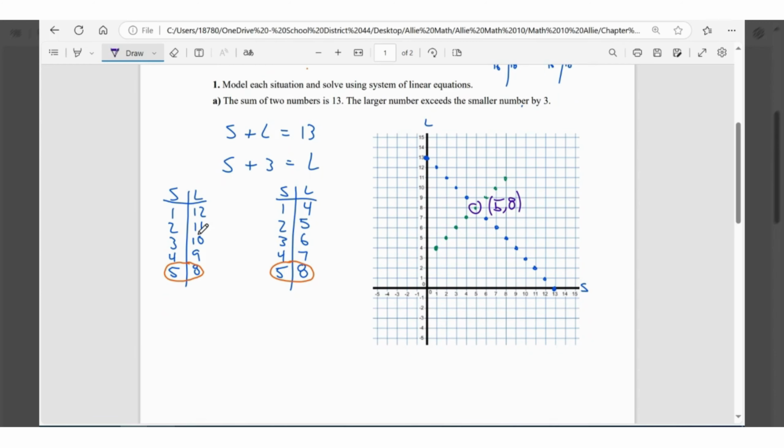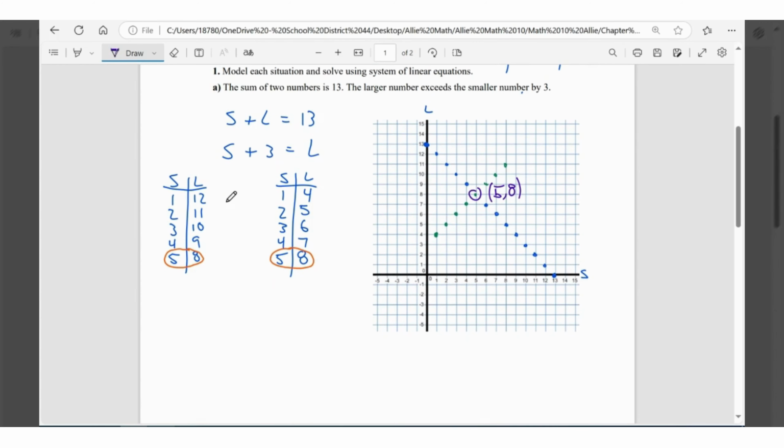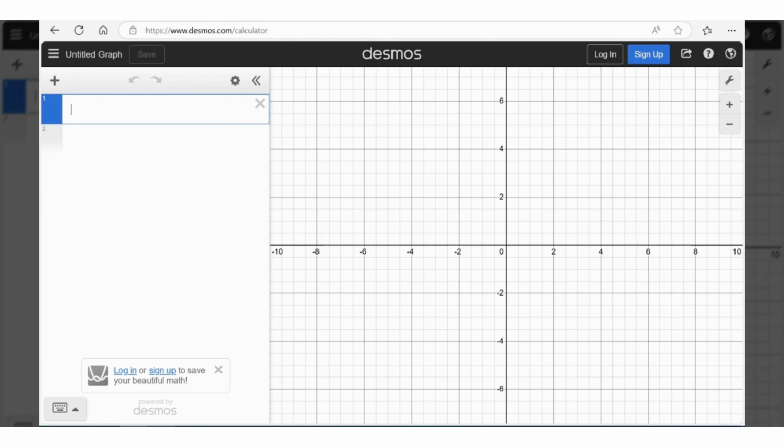You could put this in slope-intercept form and graph it. I chose the table of values. It's up to you. We'll also see in this chapter, they say you can use technology, so I'll show you a few on Desmos as well.